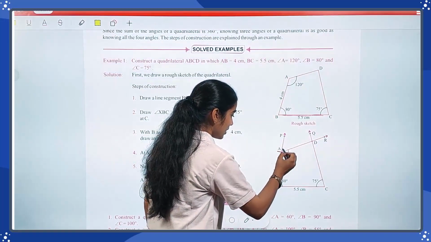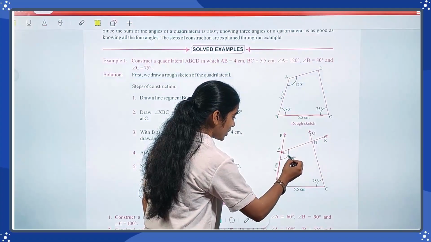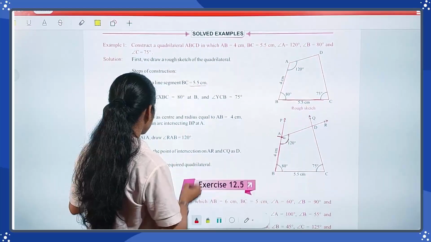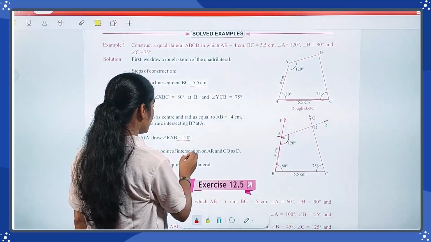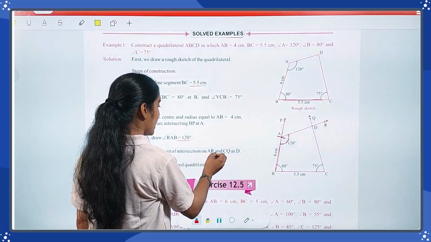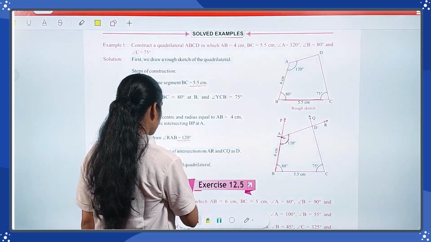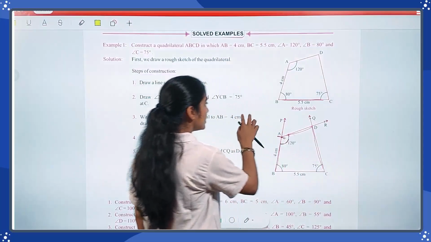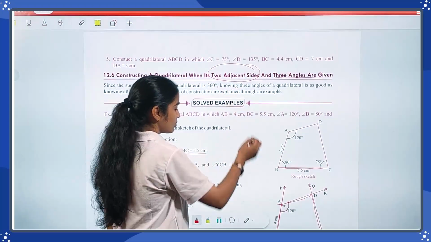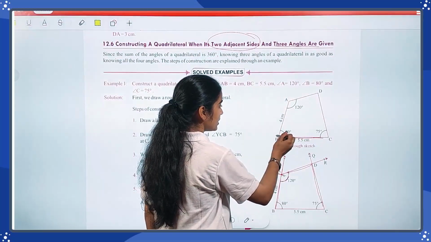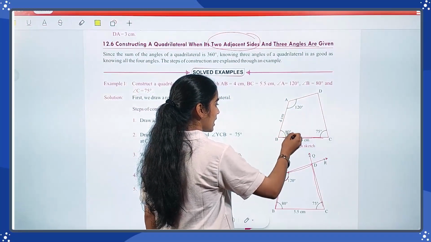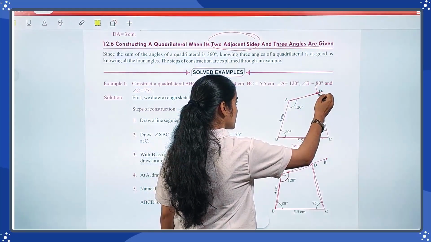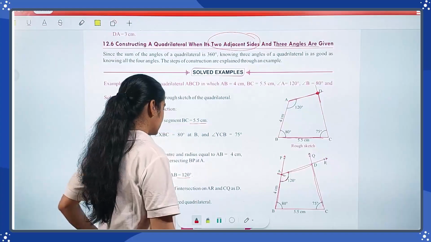Here we have marked. You just form an angle of 120 degree and then you have to extend 120 degree. Name the point of intersection on AR and CQ as D, and ABCD is the required quadrilateral. So you have how many sides? 2 sides, 2 adjacent sides, 5.5 centimeter and 4 centimeter. This and this is where you extend this and connect further. Where these 2 points are intersecting, this is your point D.